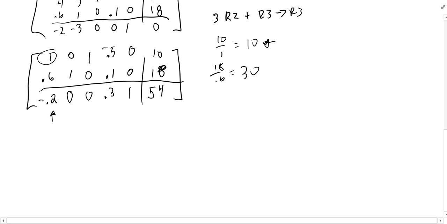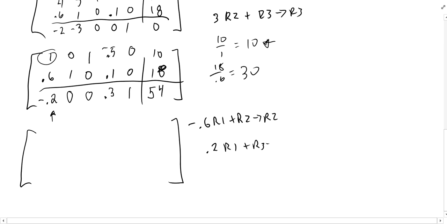And so I want to use that 1 and create zeros below the 1 there. So if I take minus 0.6 times row 1 plus row 2, put it in row 2 spot, that will create zeros going across row 2. And then I want to do a positive 0.2 times row 1 plus row 3, put it into row 3 spot. I'm going to leave row 1 the same at this point.